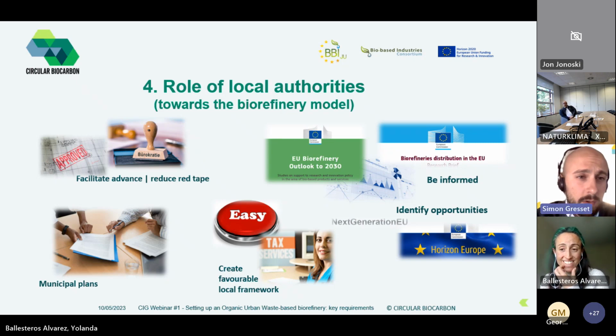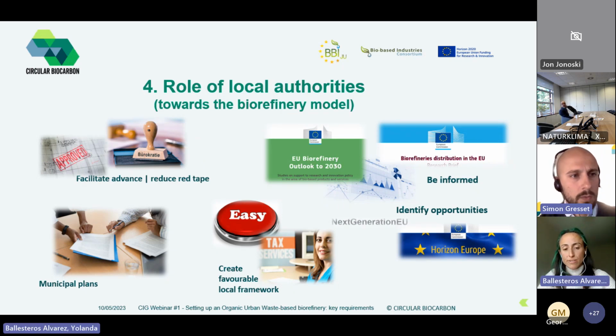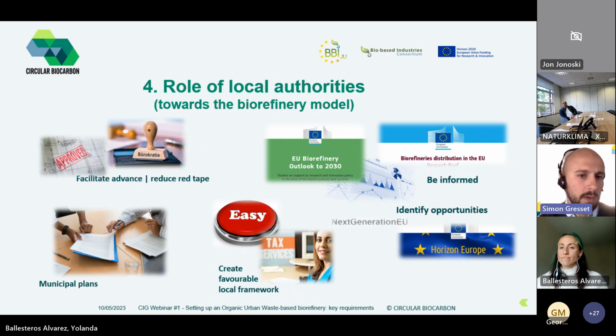So maybe to start with, local authorities are in charge of collecting waste. I think that's crucial for biorefineries. Also often in charge of wastewater treatment plants, directly or not. Also crucial if you would like to collect sewage sludge. I guess there is also a big role around educating, raising awareness towards residents, but also towards local businesses, maybe to open new opportunities.